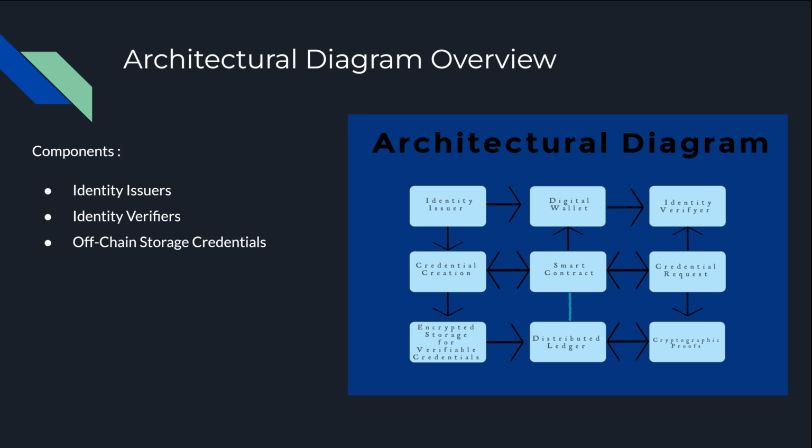So the blockchain of the system is used to store decentralized identifiers. It ensures that identity records are immutable and verifiable without relying on a central authority. Decentralized identifiers are unique identifiers that are stored on the blockchain. They allow individuals to prove their identity without relying on centralized databases.